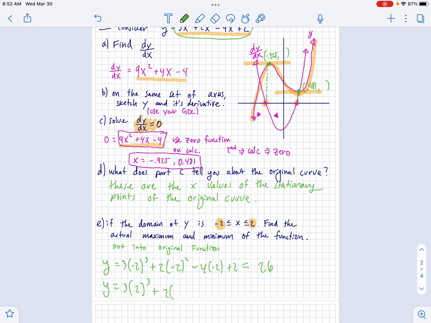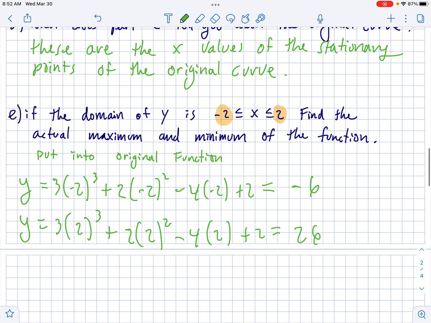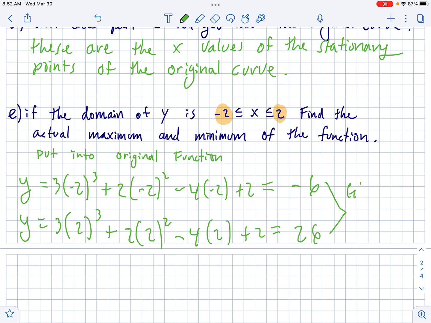3 times 2 cubed plus 2 times -2. No, not negative, positive. +2 squared minus 4 times +2 plus 2. And then I think this one is -6. Oh, I got them flopped. Sorry. I think the top one is -6 and this is 26.